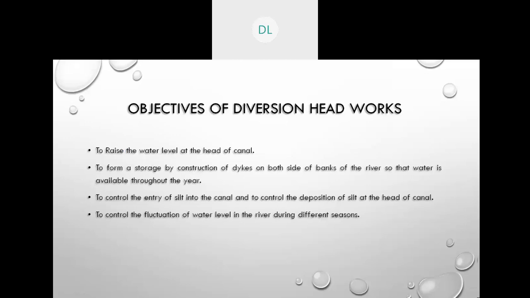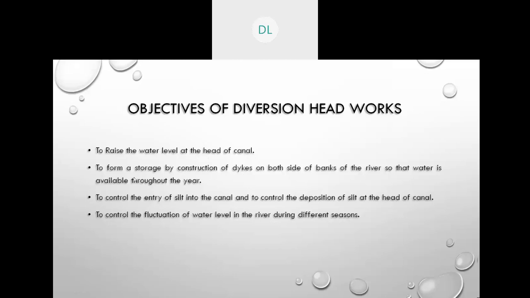We have discussed many times the objectives of the diversion headwork, but here are the pinpointed objectives, so that the headworks can be understood. The first is to raise the water level. Otherwise the stream water, the river water, cannot be diverted. The river flows in a gorge, like a deep depression, a channel, and it cannot jump out automatically. So we have to raise the level of water through construction of a barrier, a weir or a barrage, as I explained in the previous class. So the objective of diversion headwork is to raise the water level at the head of the canal.